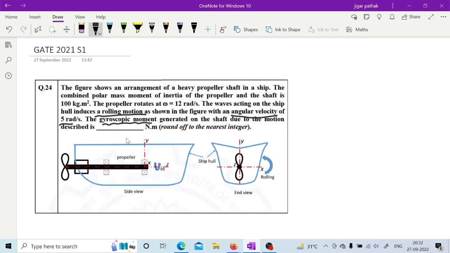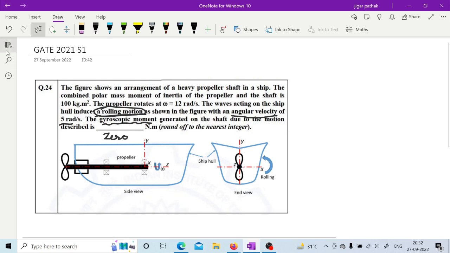Sir, 0. Yes, 0. Correct, so you got it right. It will be 0. Why? Because in rolling motion, the precession and spin directions are the same. Correct, good. Because it is rolling motion, you have the spin axis and precession axis coinciding with each other. So you will have 0 in this case.